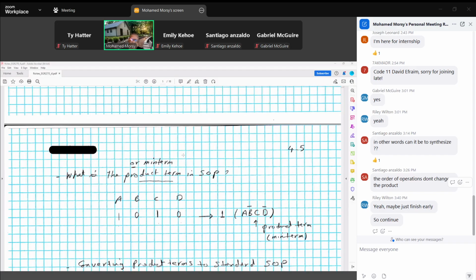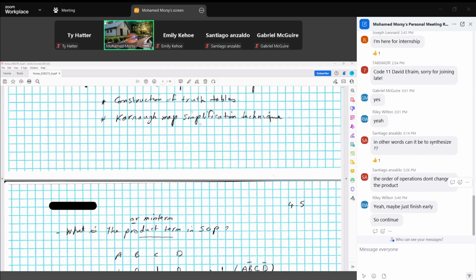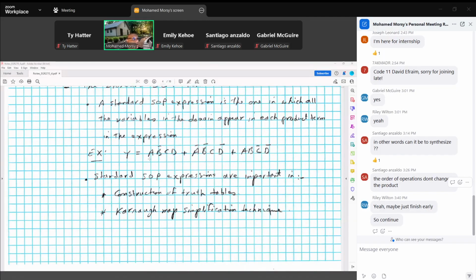How do we do that? Before we go through this point, we need to define the product term in sum of product format. What is the product term? We say here, this is a product term, right? Everyone follow? Please focus with me, to be clear for you.